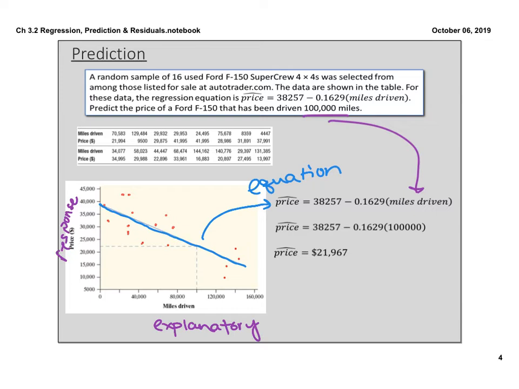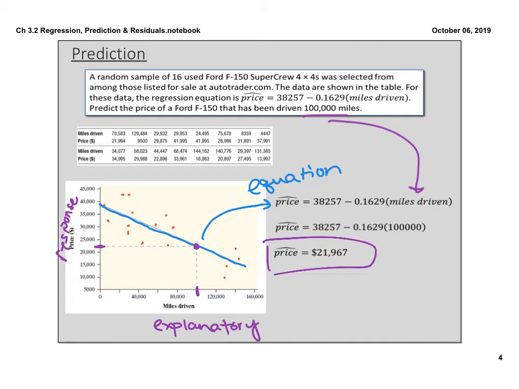But I can plug in my miles driven and get a price. So what that shows me is this point right here at 100,000 miles is approximately just under $22,000. So if there were 100,000 miles on the truck, the price would be about $22,000. Now, if you've ever purchased a used car, we know that there are a lot of other factors that go into the price of the car other than just miles driven.